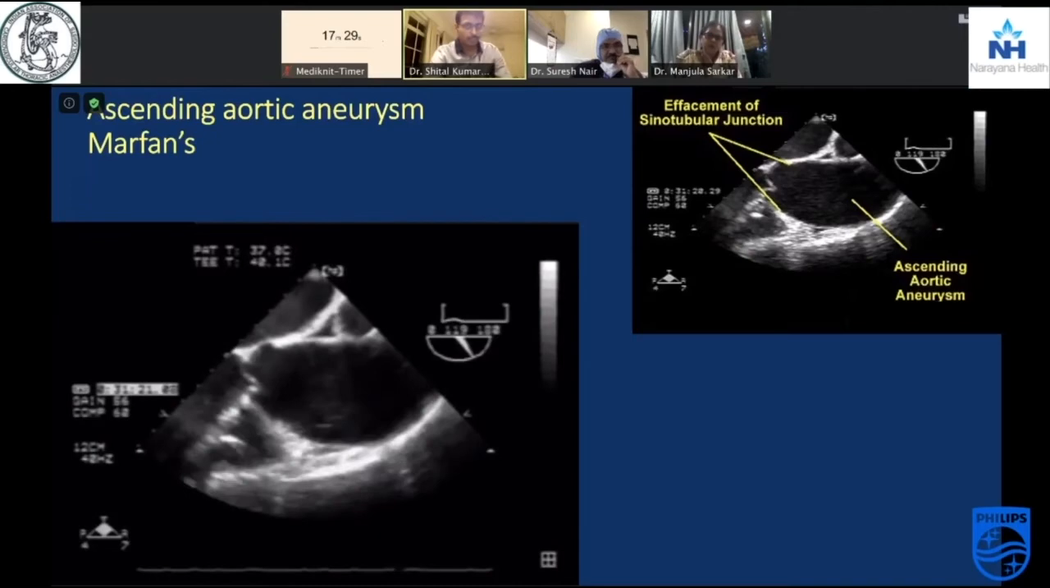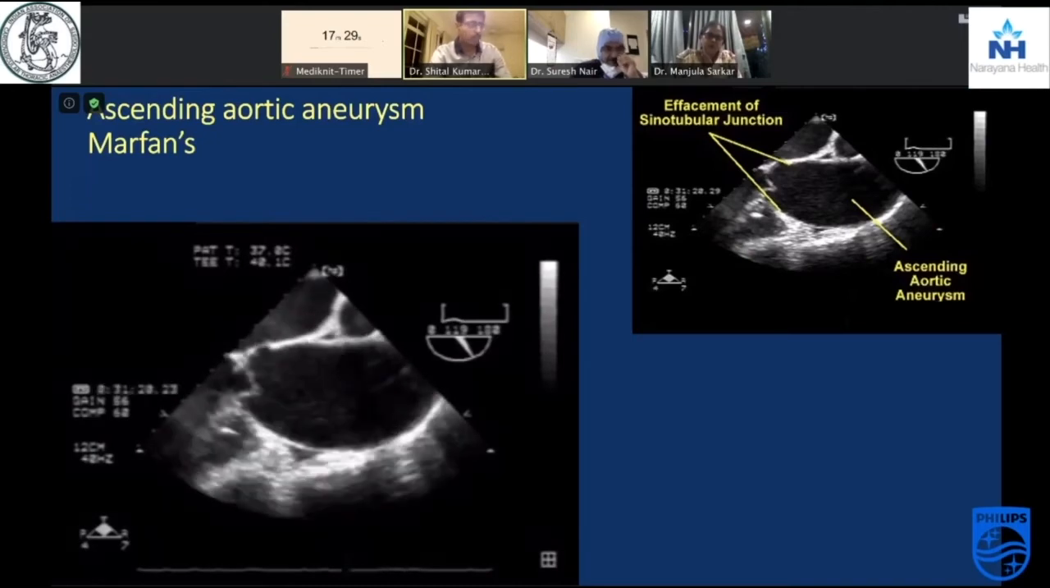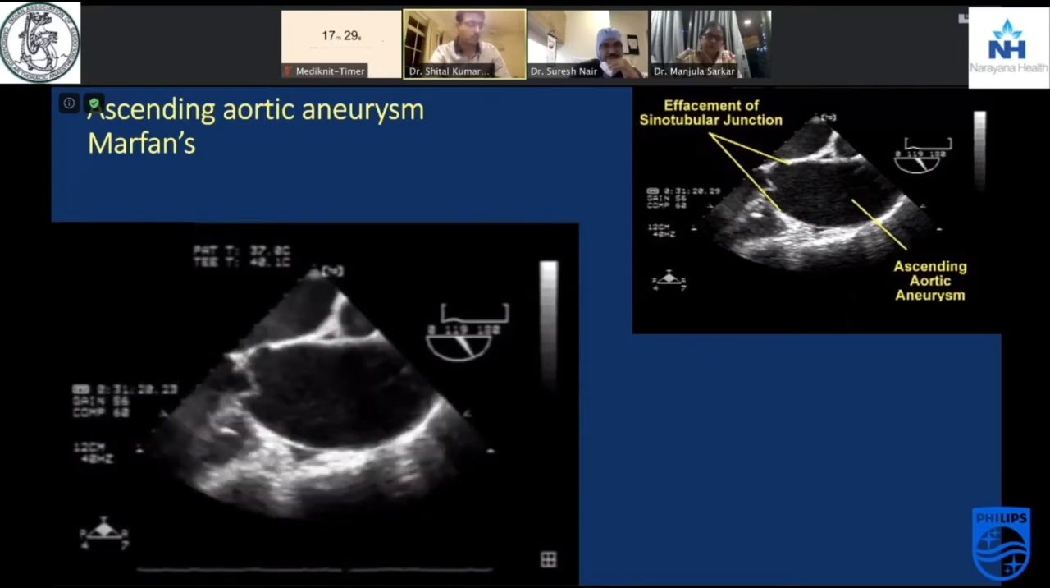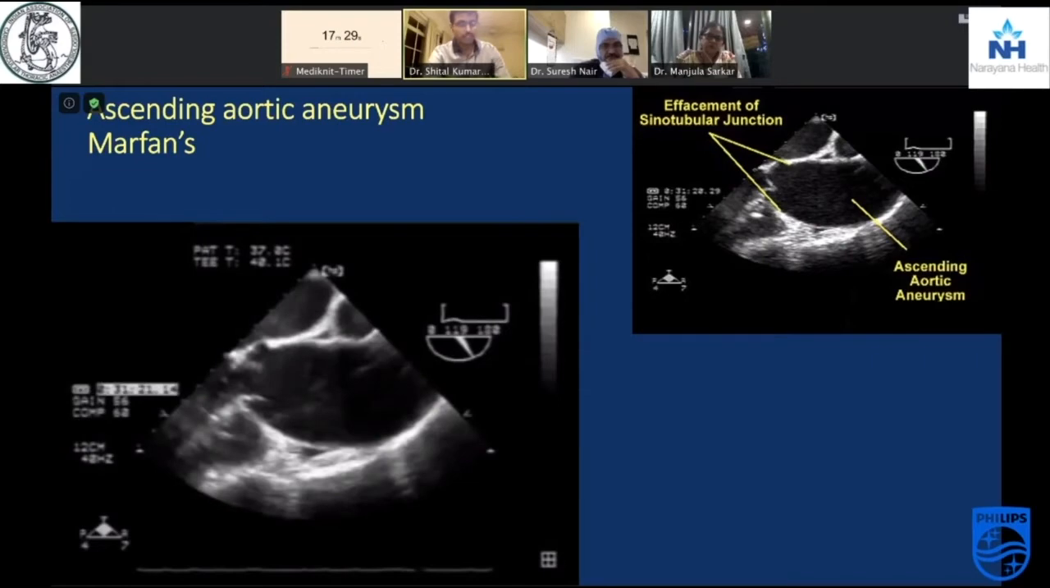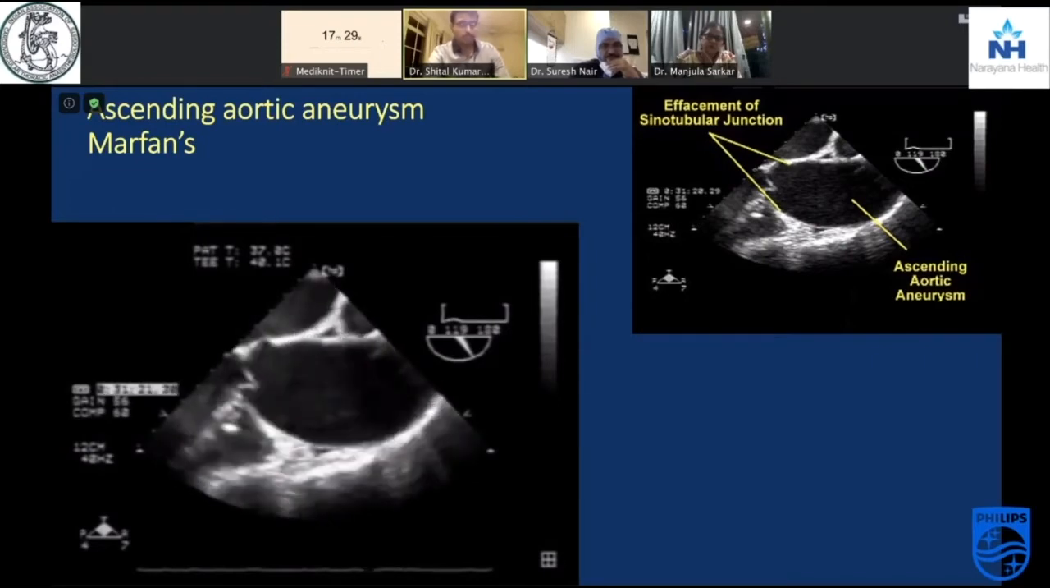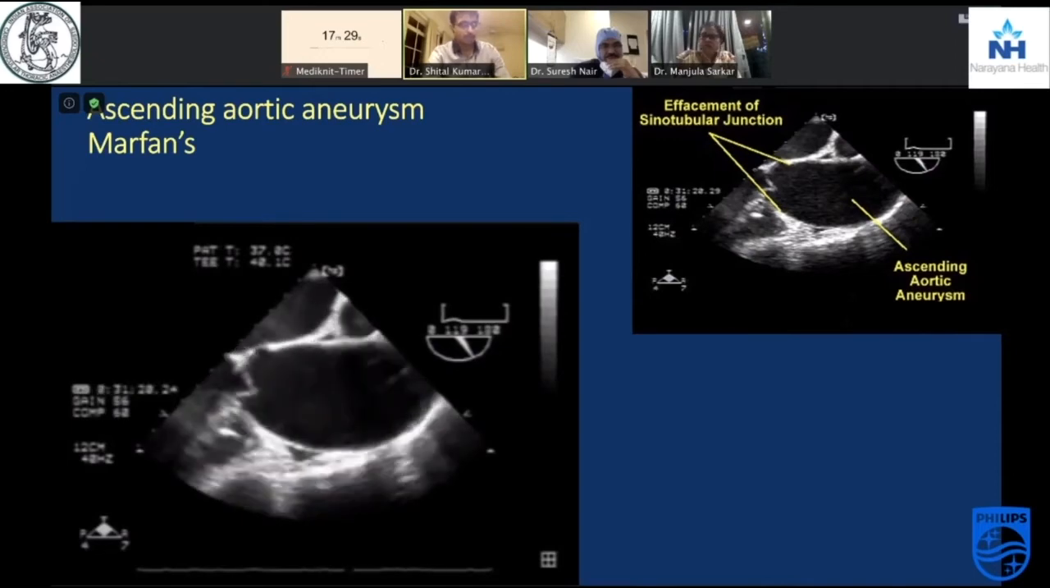So one of the patients, ascending aortic aneurysm, Marfan syndrome. In the ascending aorta, we can see a marked dilatation or aneurysm, involvement of the sinuses of Valsalva and sinotubular junction. An important point to make here is effacement of the sinotubular junction. Aortic regurgitation may occur, and if it's Marfan's syndrome, you're going to remember there might be a mitral valve prolapse before the aortic regurgitation happens.